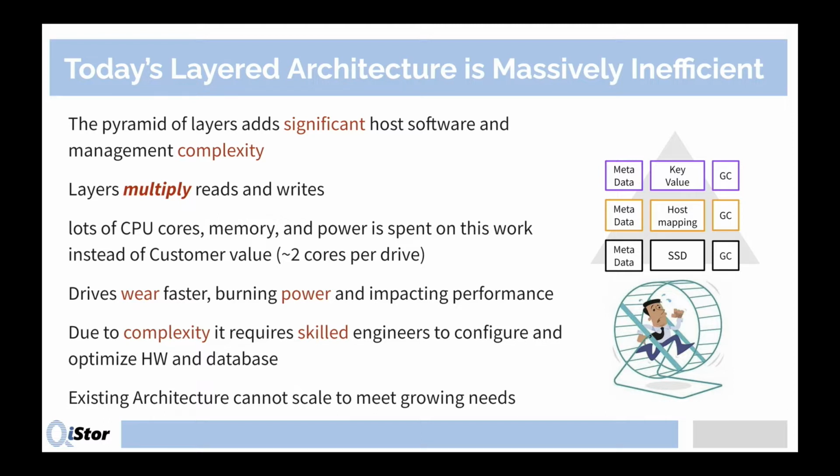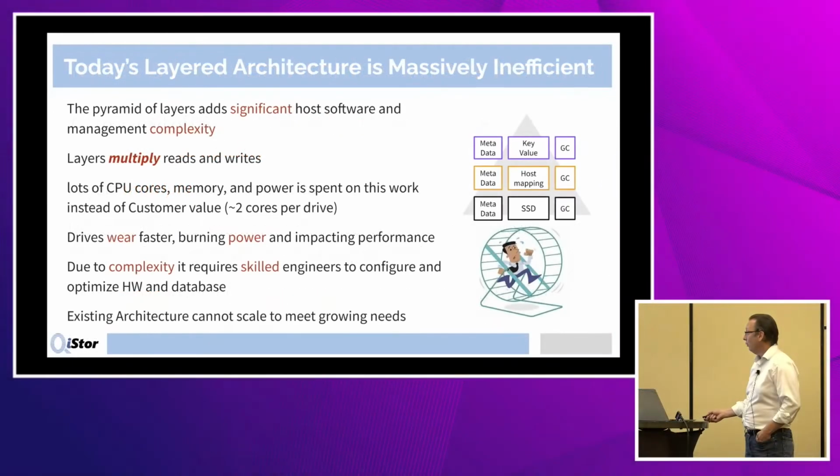And these layers in the host, they require a lot of CPU power. So, you know, typically about 2 cores per drive is spent in managing the garbage collection on these devices. And as a result, the drives wear faster, they're burning power and impacting performance. So effectively, we're on this treadmill where we're running very fast to move at actually a slower rate. And this complexity creates all kinds of problems. We're familiar with things like noisy neighbors and all these types of issues. These are all down to this, we're running very fast just to do something very simple. So the existing architecture cannot scale to meet the growing needs.